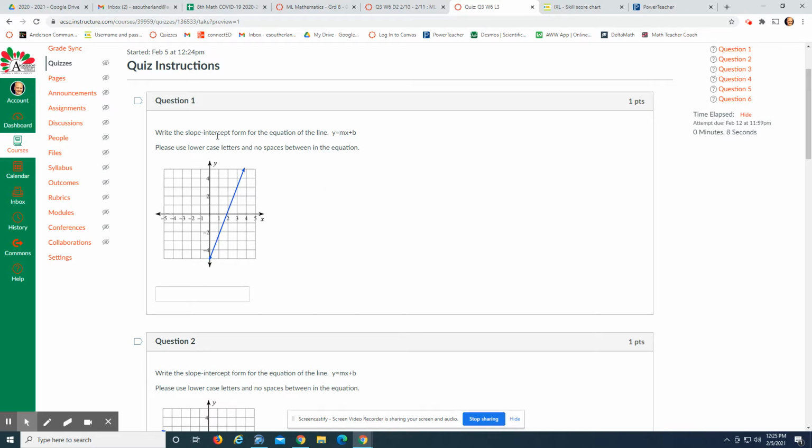And so it says write the slope-intercept form of the equation of the line. Slope-intercept is y equals mx plus b. Please use lowercase letters and no spaces between in the equation. So what we're looking for is we need to know that the slope, which is m, and then the y, or the b, is the y-intercept. And so the first thing we're going to find is the b. And so the b tells us where the line crosses on the y-axis.